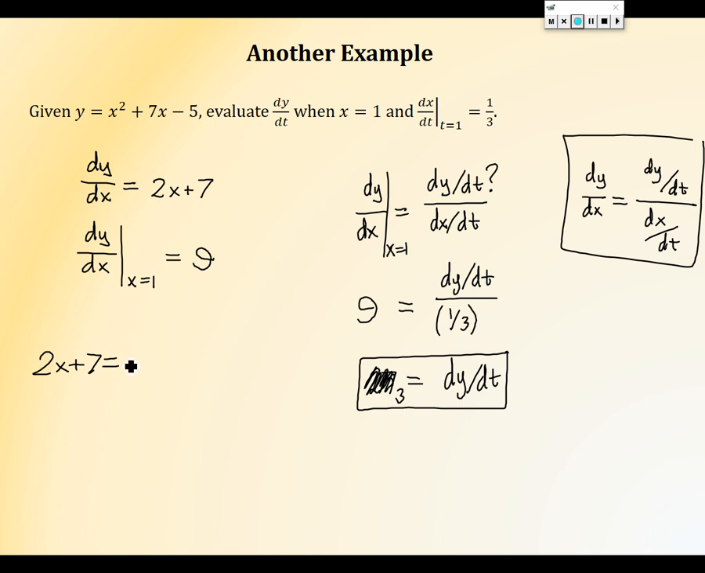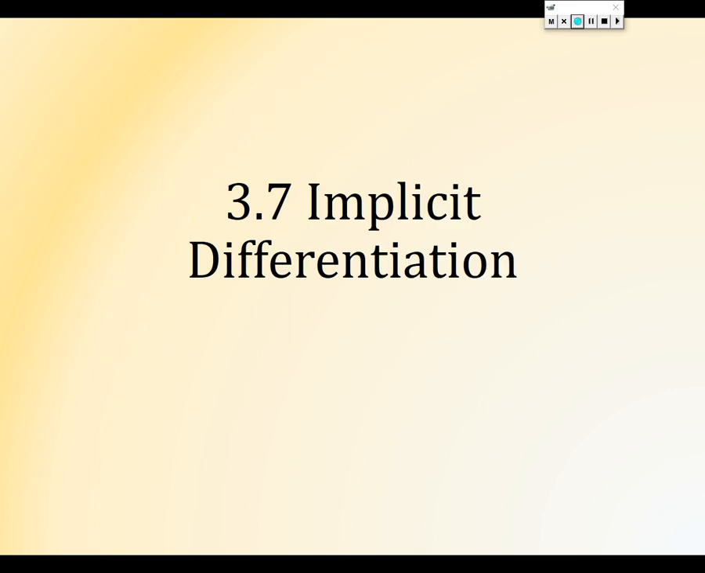equals dy dt times a third. But then what's t, though? When t is 1, that's what Rosie's asking. Yeah, I think it has to be a typo. I'm trying to think if there's any way to recover that otherwise. Yeah. When x is 1, I guess. Yeah.